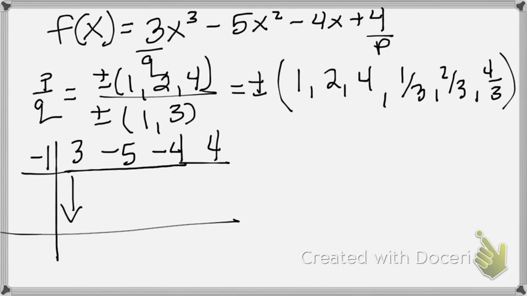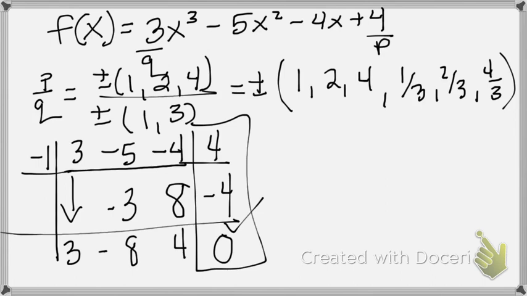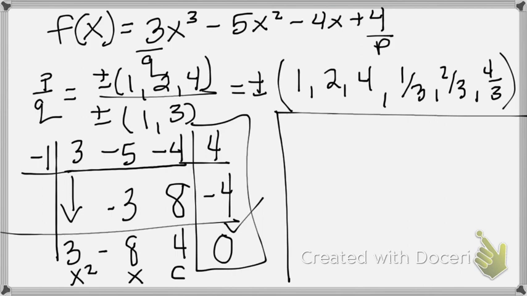Let's go. Drop the 3, multiply. -1 times 3 is a -3. This becomes a -8. -1 times a -8 becomes a +8. This becomes a 4. -1 times a +4 is a -4. This is 0. Is this a root? Yes, it works. This becomes your quadratic. If we remember, this is your constant, this is your x, and this is your x squared. So now we have the quadratic 3x squared minus 8x plus 4.